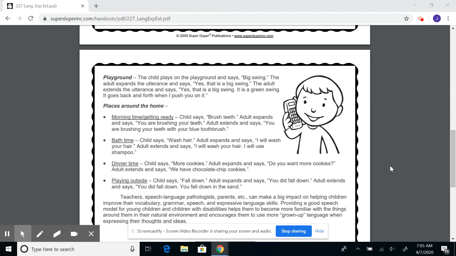Again, this is just for you to have some more information about what you can do to support your child's language at home.